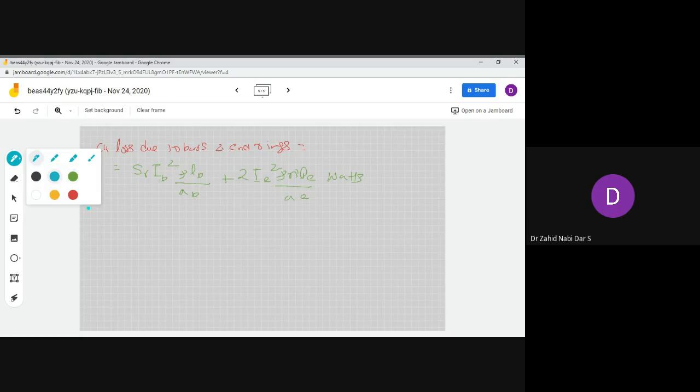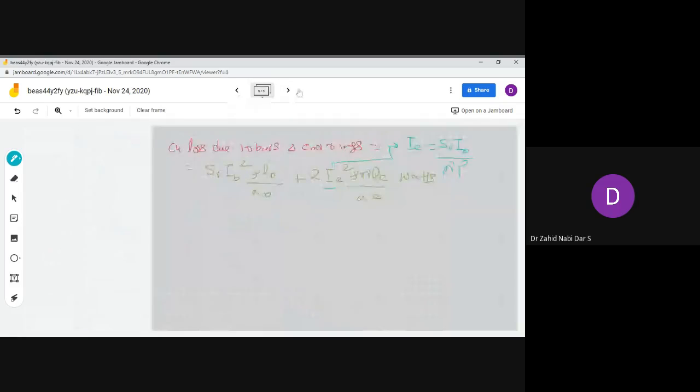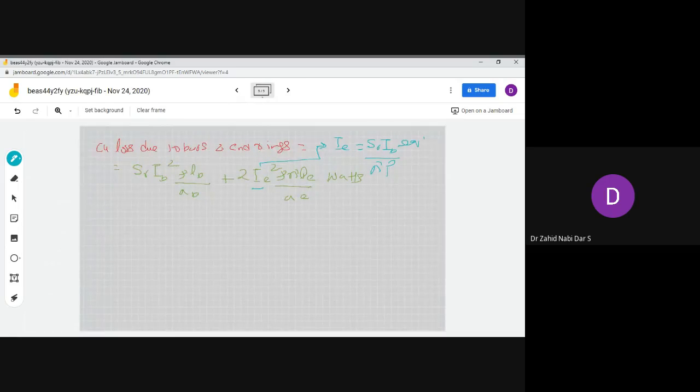Now you have to simplify it. What are the common things? You can take the end ring current. You have already calculated the value of this end ring current in the previous class: IE is equal to SR IB by pi P. You have studied pi P. Let this be equation 4, and this be equation 5. Substitute 4 in 5, the value of this IE, so you will have a different expression.